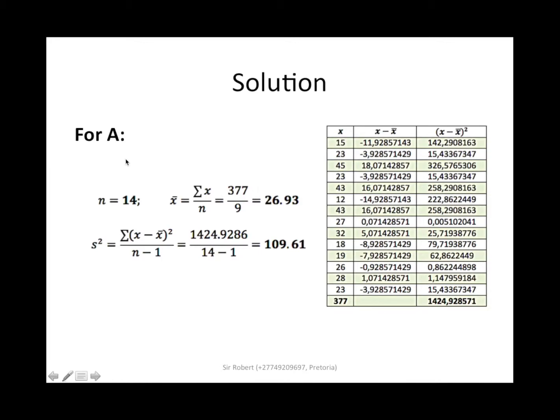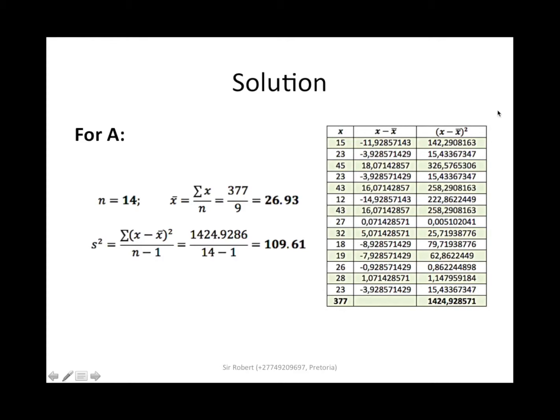So for A, the number of items is 14. So these are the numbers. If we sum them up, you get 377 divided by 14. Then your mean is 26.93. Then your standard deviation. Remember, you always use n minus 1. If you use n only without the minus 1, you get a wrong answer. So you repeat: this is 15 minus the mean. So 15 minus 26.93, you get 11.9 something. Then you square it to get this one.